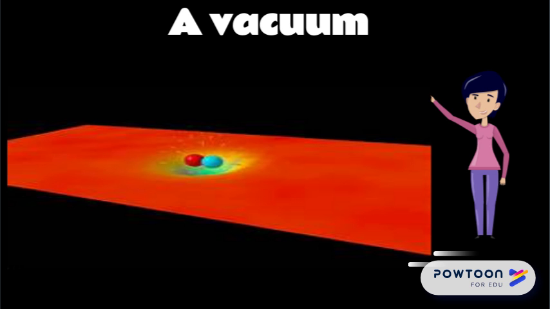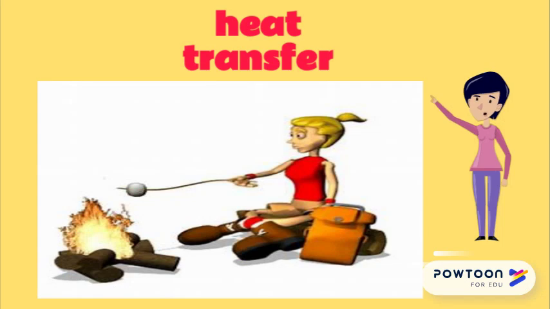All hot objects radiate electromagnetic waves. When radiation waves come into contact with another object, the heat energy of the waves is passed on to that object. The object will absorb the radiation waves and become hot.